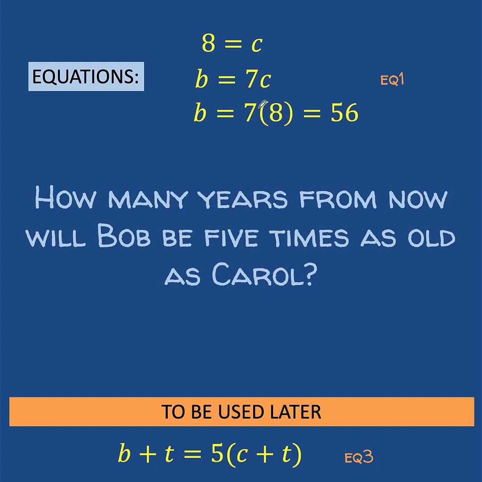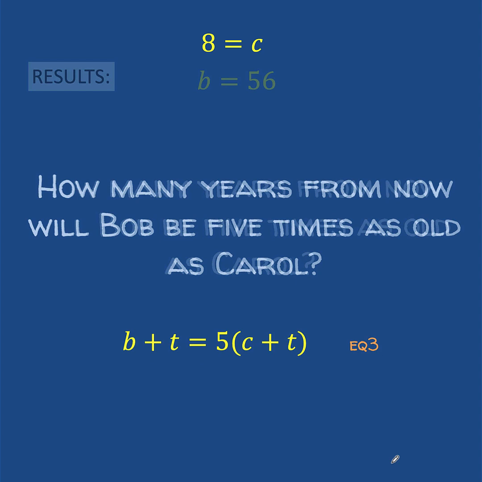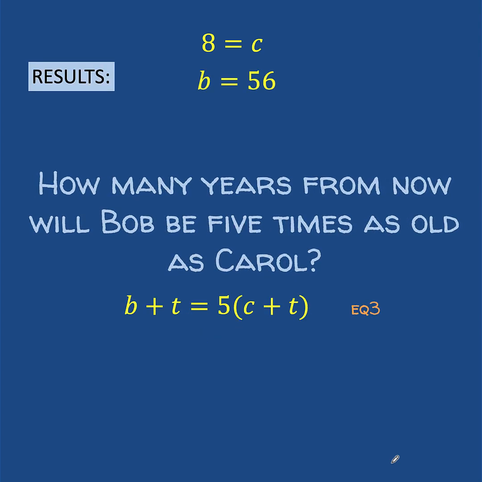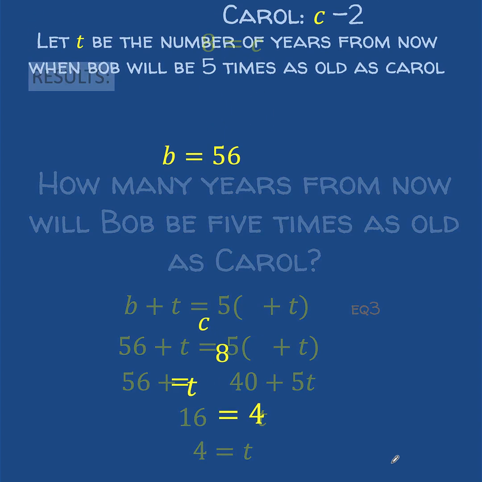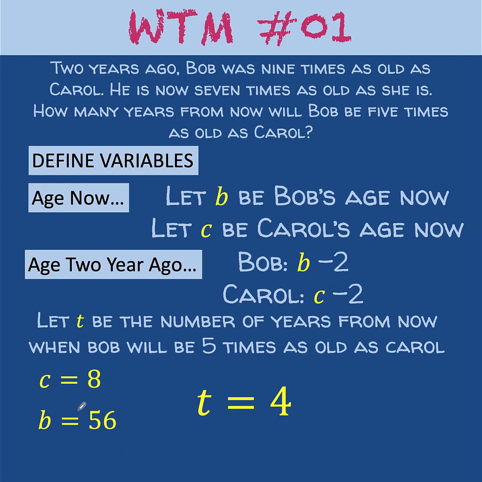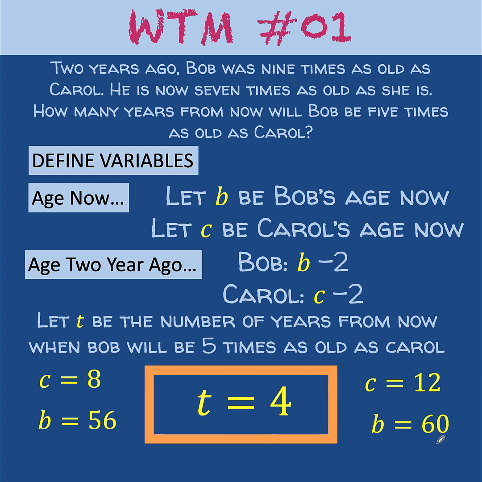But we would like to find how many years from now will Bob be 5 times as old as Carol. And so we are now going to use our equation number 3 here, substitute the values for B and C in equation number 3, and simplifying, we arrive at T equals 4. So this means that 4 years from now, Carol would be 8 plus 4 or 12, and Bob will be 56 plus 4 or 60. And it's confirmed that 60 is 5 times 12. And so for our final answer, in 4 years, Bob will be 5 times as old as Carol. So, where is the math?